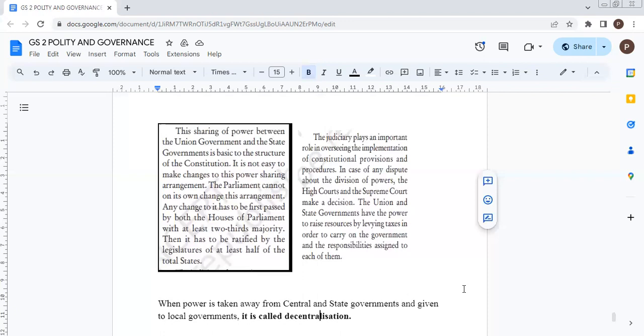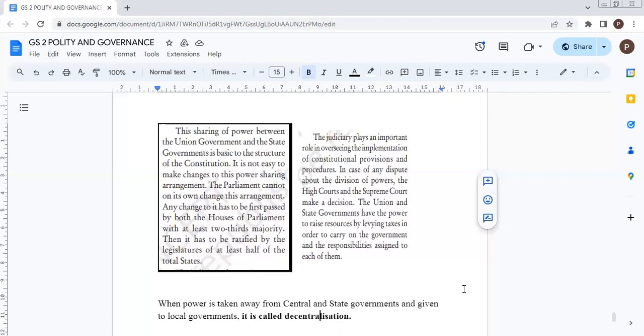But we saw that during the Prime Minister Narasimha Rao tenure, the constitutionalization of the local government was done via the 73rd and 74th Amendment Act 1992, of which we have talked in detail a couple of days ago, so we can watch there. So that is also a form of decentralization.